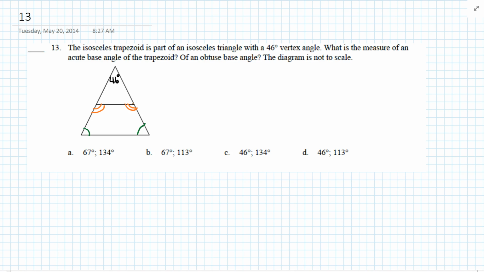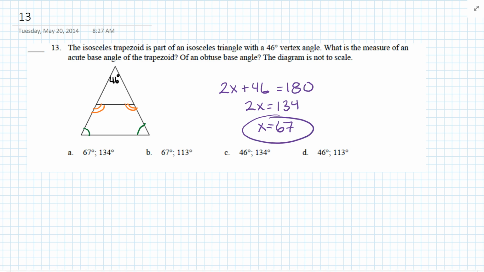Okay, well, what do we know about isosceles triangles? The bottom two angles are the same. So we could say 2 times that angle plus 46 equals 180, right? Both of the bottom angles plus 46 must equal 180. So just solve for x. 2x equals, we subtract 46 from each side, so we get 134. Divide everything by 2. We get x equals 67. So my base angle is 67.